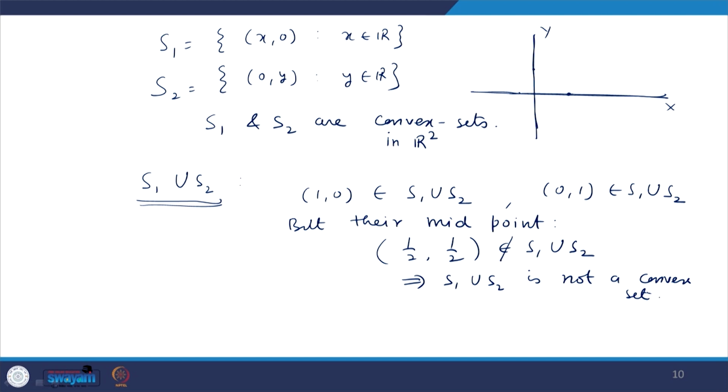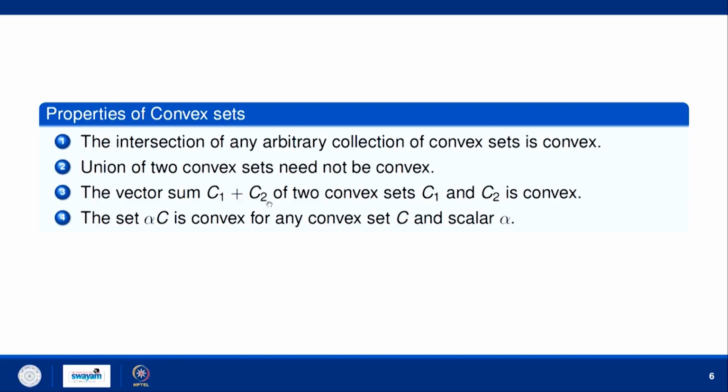So, to disprove that a given set is a convex set, we have to give a counter example. So, here is a counter example. We can construct infinite number of counter examples of such type where S1 and S2 are convex, but the union need not be a convex set. Okay. Now, in the same way we can easily show that the vector sum, that is C1 plus C2, of two convex sets C1 and C2 is also convex.